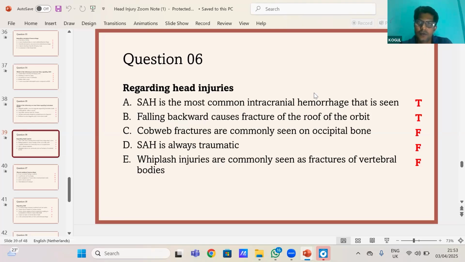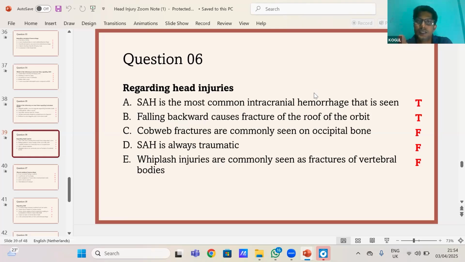Falling backward causes fracture of the roof of the orbit. That is also true. It's a contrecoup injury. I told you coup injuries and contrecoup injuries can also occur. SDH, SAH, fractures, brain injury, contusion, anything can happen. Why does it happen? When falling backward, there is a relatively negative pressure. The roof of the orbit is a very thin part of the skull bone, so it usually gets fractured.